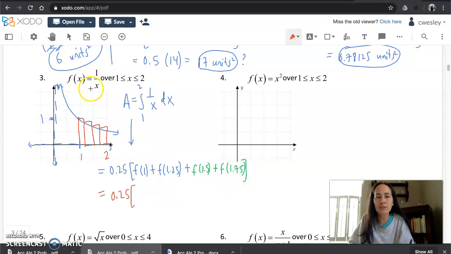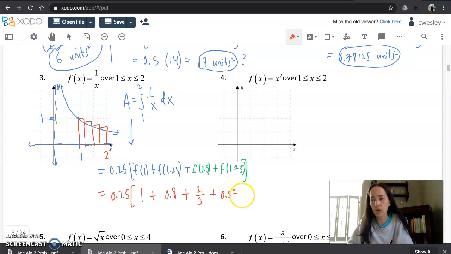And then we go back up to the function to get the height of the rectangle. So 1 over 1, 1 over 1.25 gives you 8/10 or 0.8. 1 over 1.5, we could just put 2/3 there, right? It's 1 over 3/2. And then 1 over 1.75 is going to be, rounded, 0.57. This is all just an estimate, 1429. Okay, let the calculator help you there.